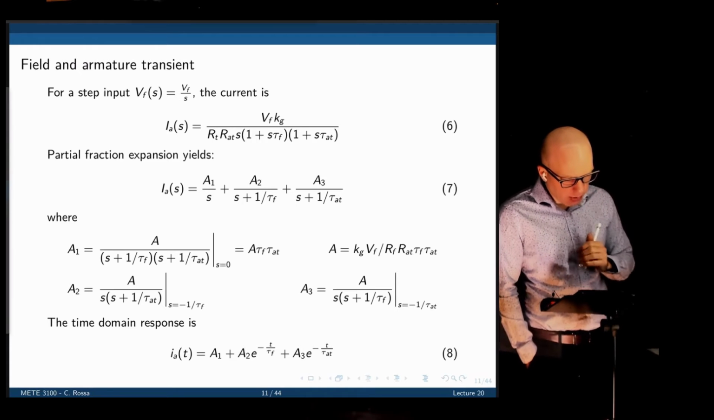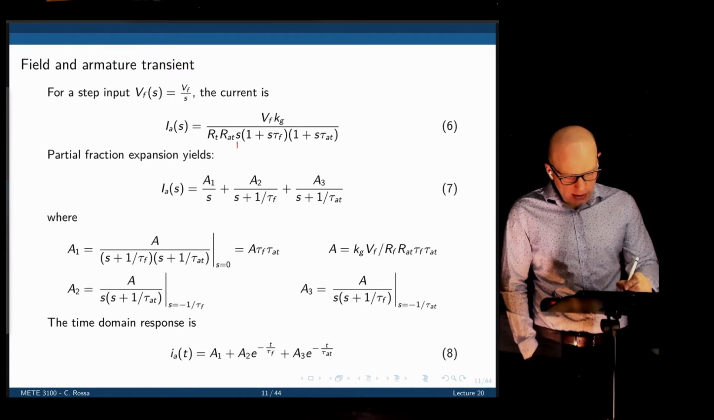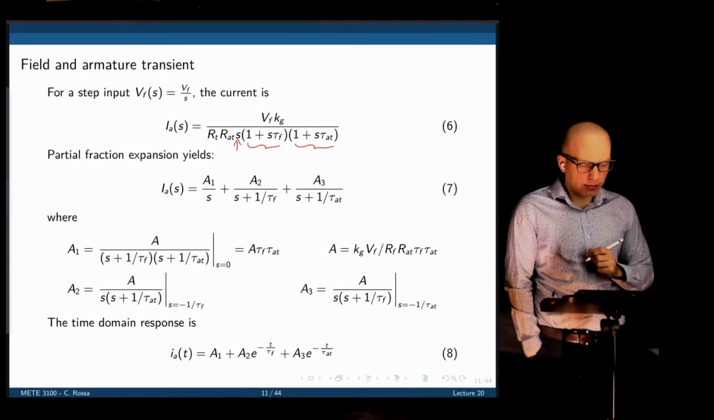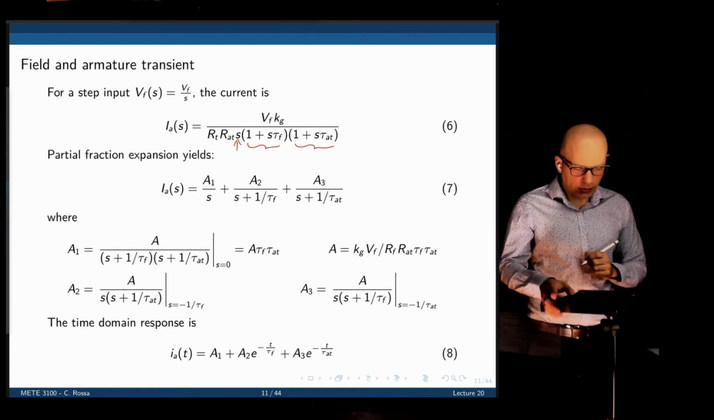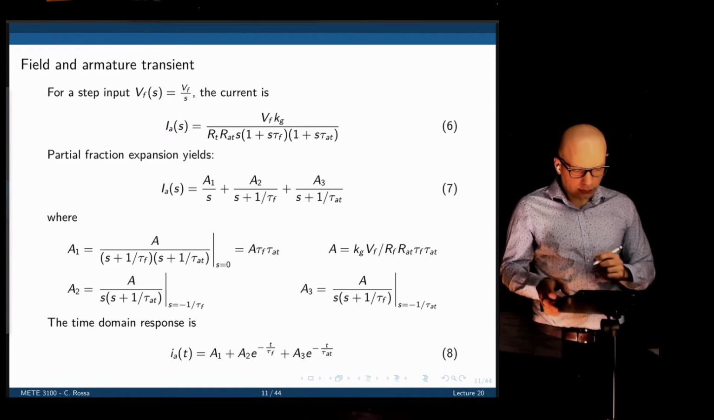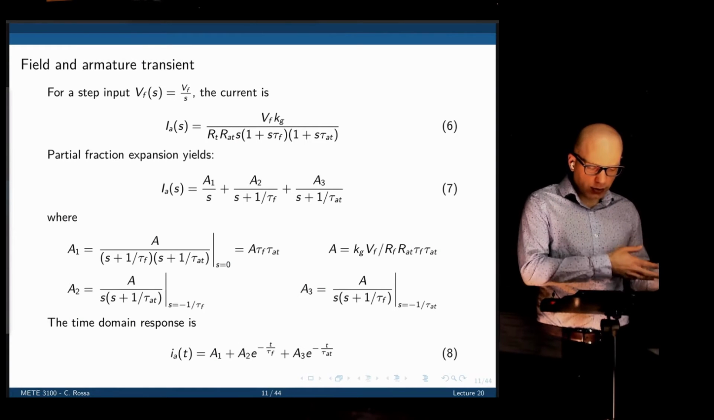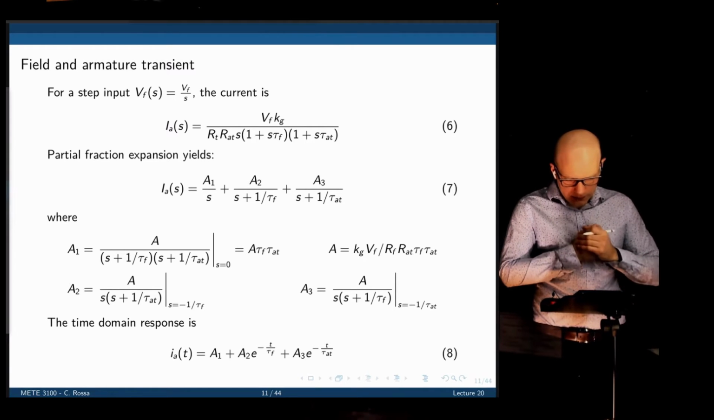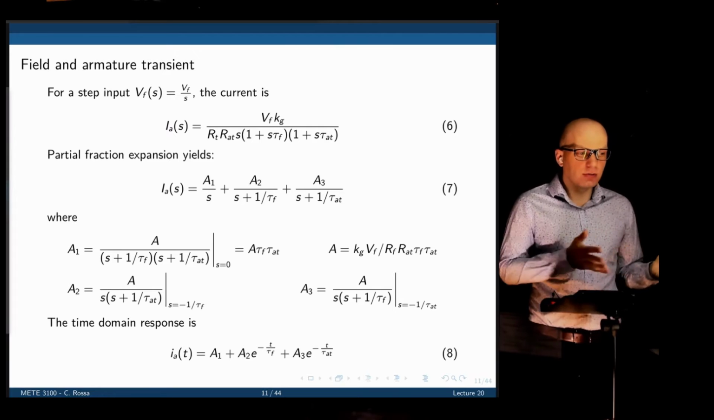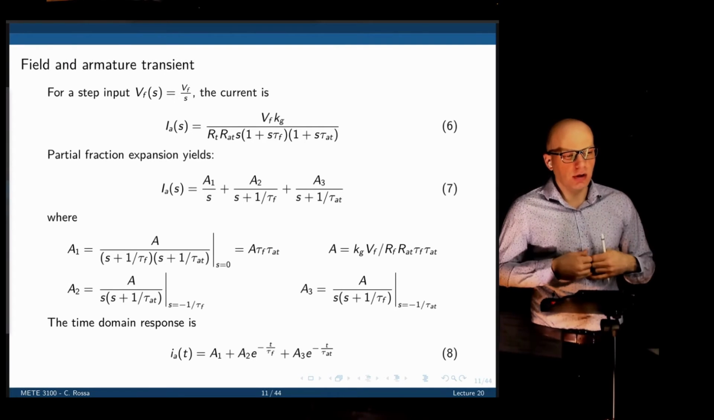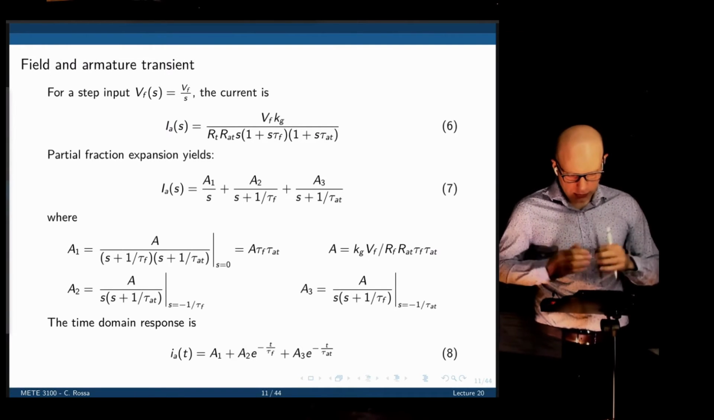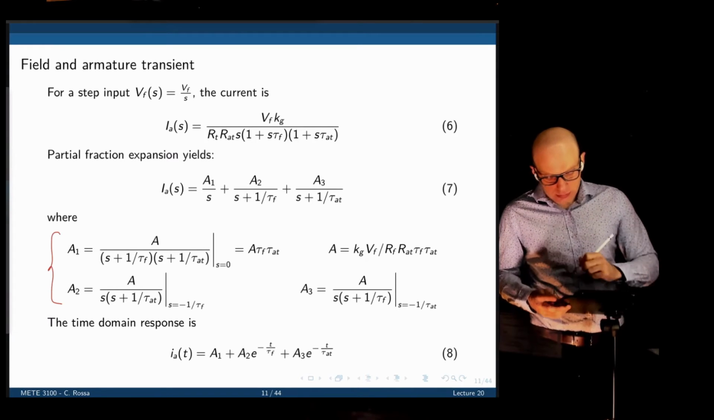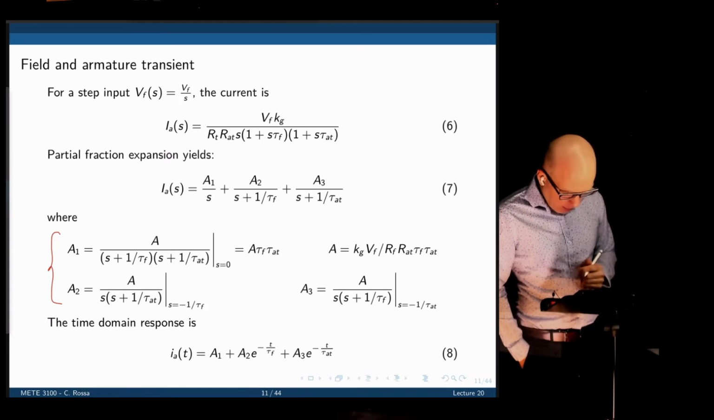So this requires three partial fractions, one for S, one for the field time constant, and one for the armature time constant. So we'll take the form of A1 over S plus A2 over S plus 1 divided by tau F, plus A3 over S plus 1 over tau AT. We can solve for that using partial fraction decomposition. I think we are all familiar with that now, so I'm going to skip how we find it. But here is the procedure. This is a simple partial fraction.